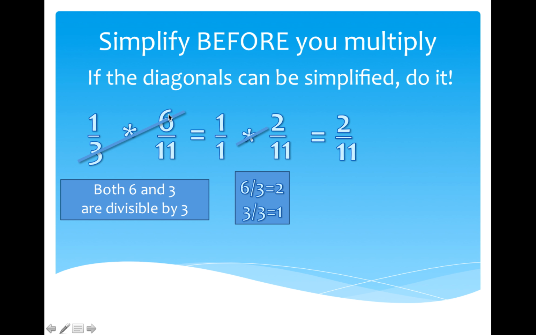So you divide 6 divided by 3 is 2, and 3 divided by 3 is 1. So you replace the 3 and the 6 with 1 and 2. And then you have 1 over 1 times 2 over 11, and that's equal to 2 over 11, which doesn't have to be simplified because you already simplified over here. If you hadn't done that, you would get 6 over 33, and you would have to divide both by 3, and you would still get 2 over 11.